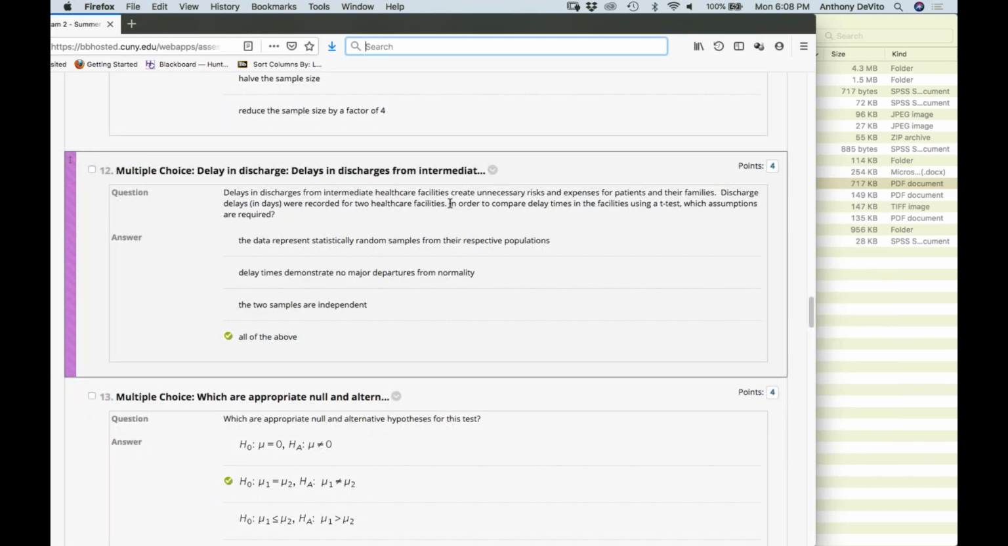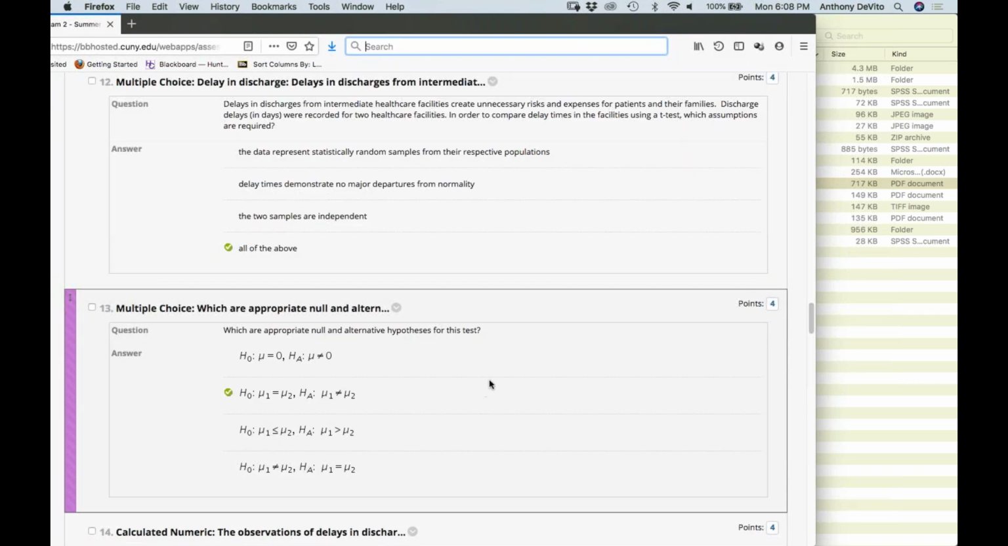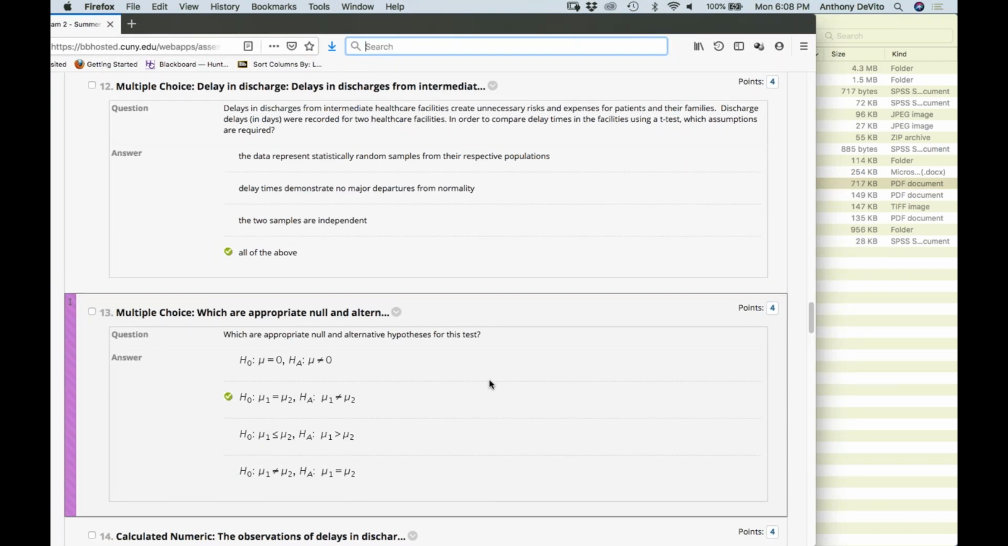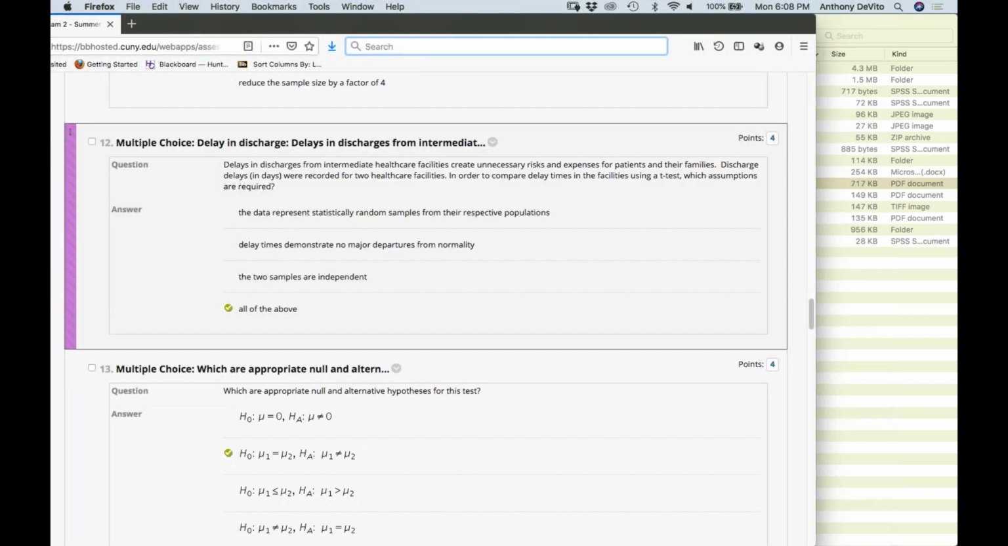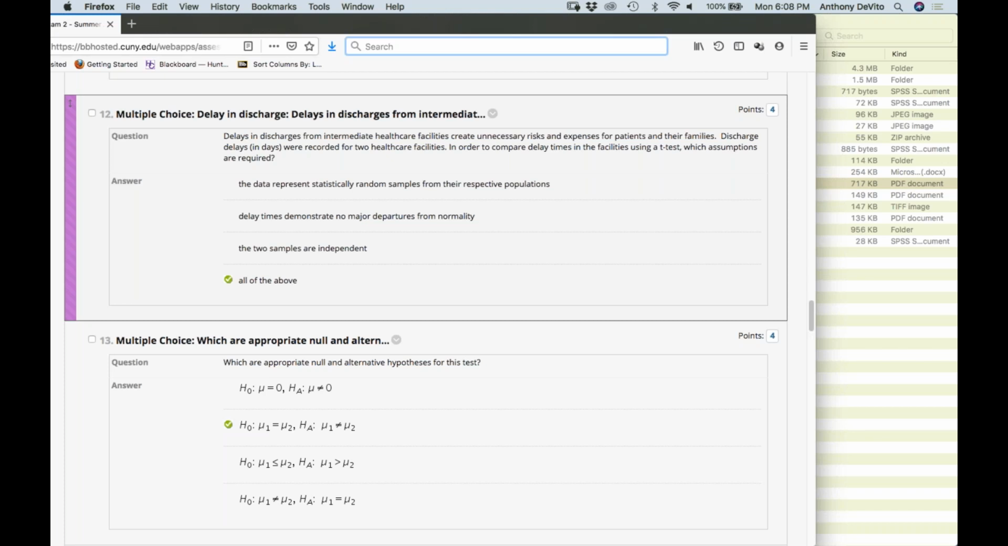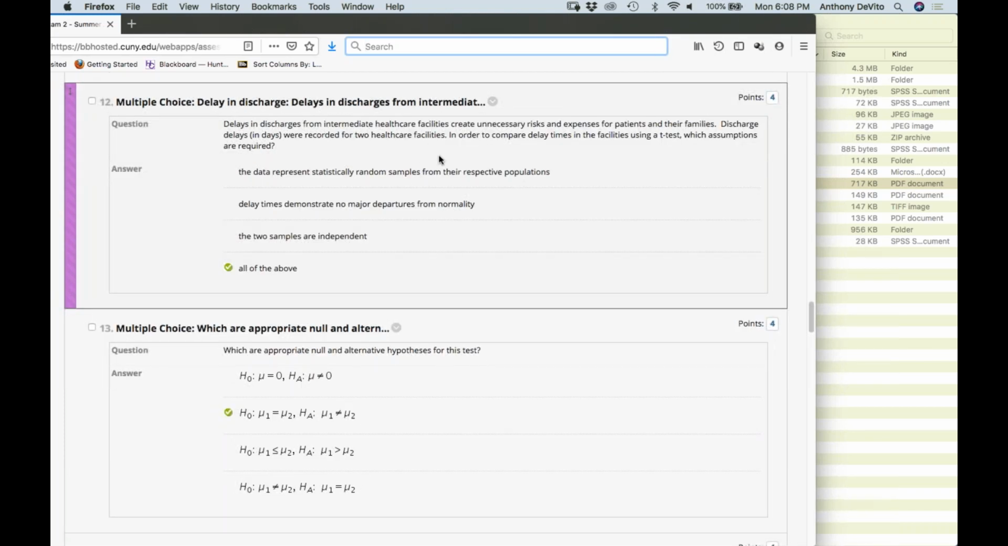Delays in discharge from an intermediate healthcare facility create unnecessary risks. Discharge delays in days were recorded for 2 healthcare facilities. I kind of put these in a little bit backwards, because I gave you the independent samples t-test first, and then the single sample t-test afterwards. But I think most of you guys were able to figure that out.